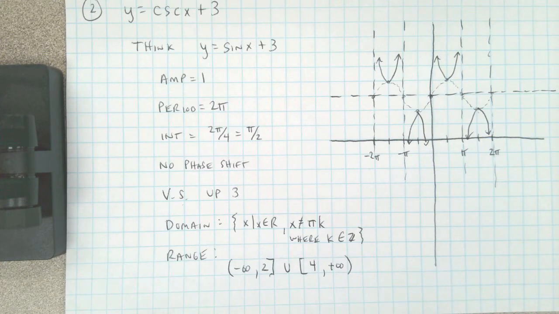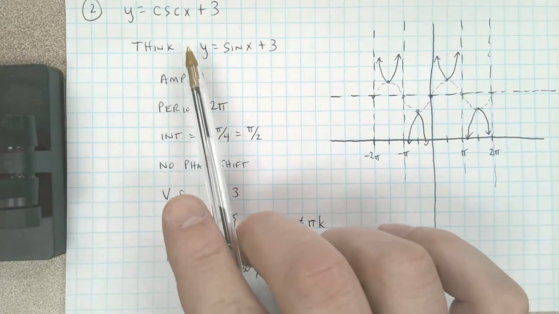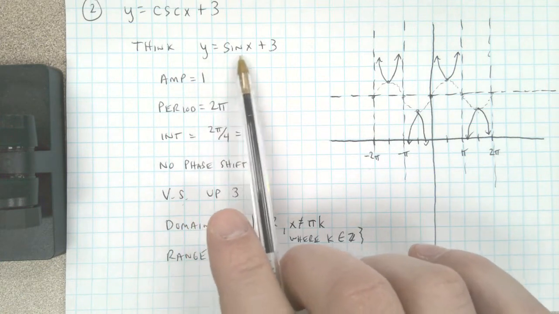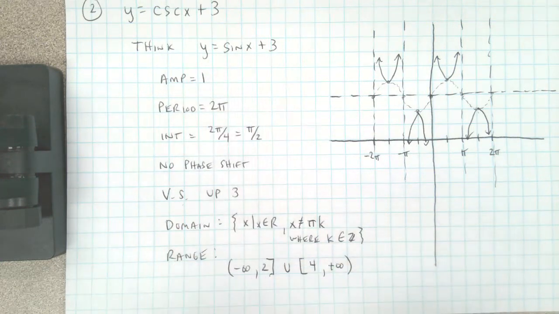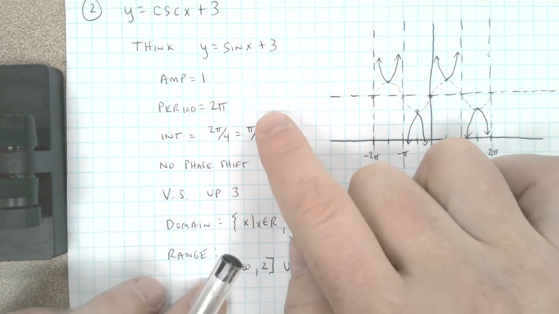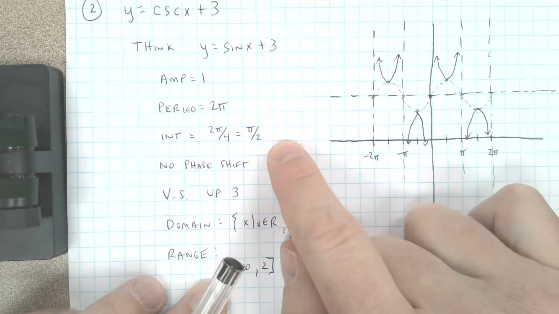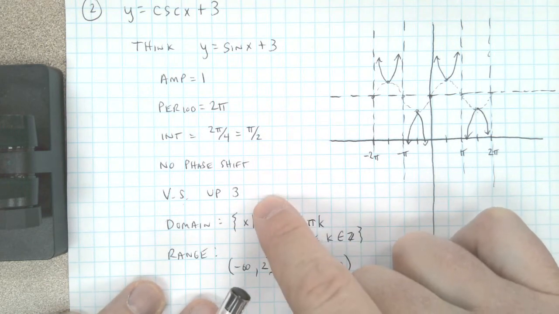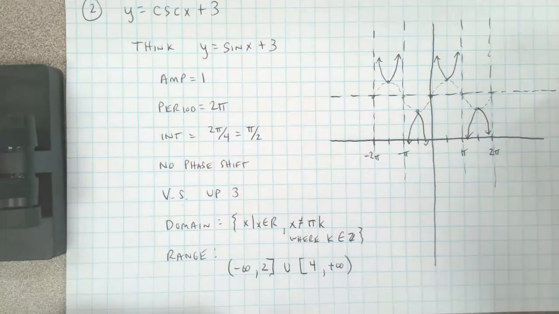Okay, let's go ahead and take a look at number 2. Number 2 is y equals cosecant x plus 3. Remember, on cosecant, we're going to think that we're graphing the sine curve in order to make our curves. So our amplitude is 1, period is 2 pi, interval is 2 pi over 4, or pi halves. Again, no phase shift. Vertical shift, we're going up 3. So midline, we're moving it up 3.